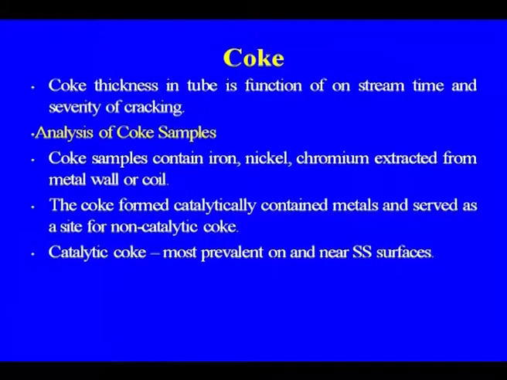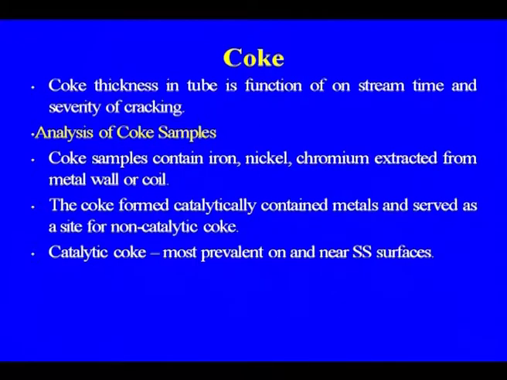So, we can control the temperature also from the outer skin temperature of the tube and the exit temperature of the gas. The coke thickness in the tube is a function of on-stream time and the severity of the cracking. Why is this a function of stream time? Because the residence time and the temperature that you are maintaining will vary depending upon the formation of coke. So, analysis of the coke samples has been done.